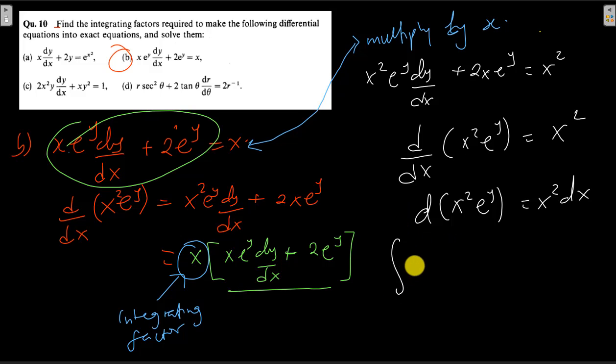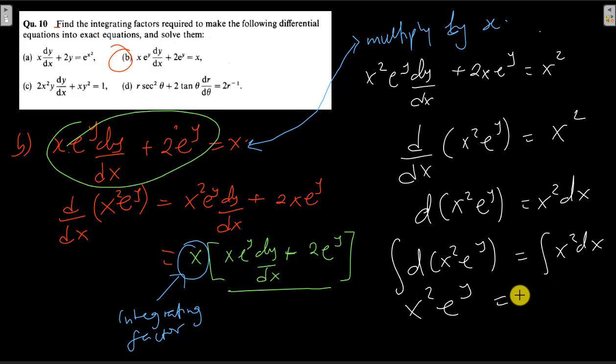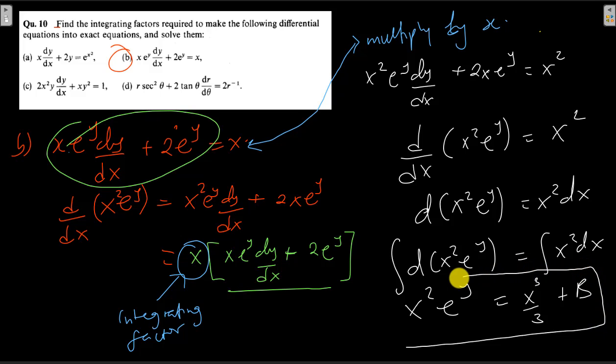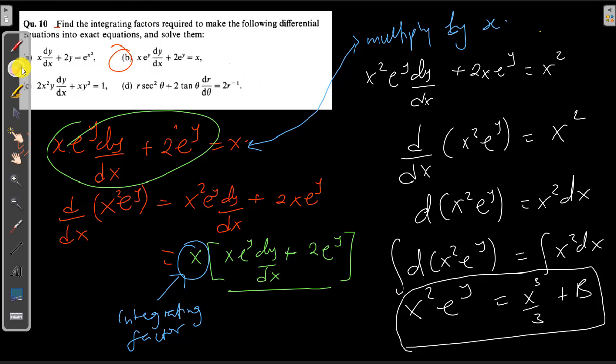So if I take integrals on both sides, what we're going to have is x squared exponent y. On this side we have x cubed over 3 plus a constant b, an arbitrary constant. So this is the general solution to our differential equation. Okay, let's take our third example. So I'll clear this.